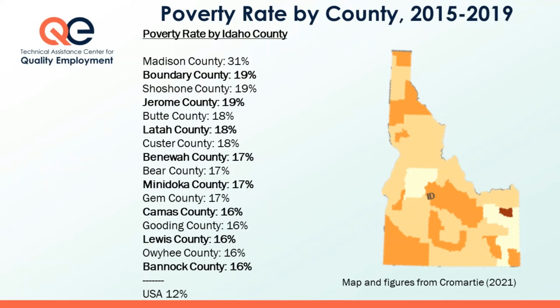Boundary, Shoshone, and Jerome counties have 19% poverty rates. Butte, Latah, and Custer counties are all at 18% poverty. Benewah, Bear Lake, Minidoka, and Gem counties are at 17% poverty. Camas, Gooding, Lewis, Owyhee, and Bannock counties are all at 16% poverty. Southeastern Idaho on the Wyoming border forms the one multi-county cluster of low poverty counties. So here we do have a pattern.